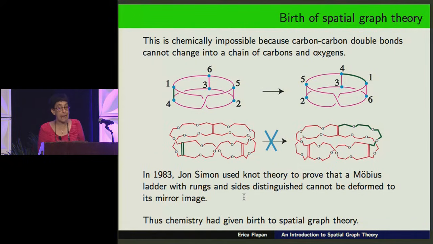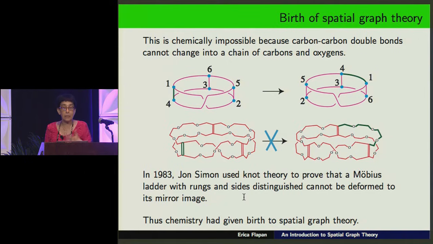So in 1983, John Simon, who's a topologist at the University of Iowa, used knot theory to prove that in fact a Mobius ladder, with the rungs and sides distinguished as they have to be for this molecule, cannot be deformed to its mirror image.